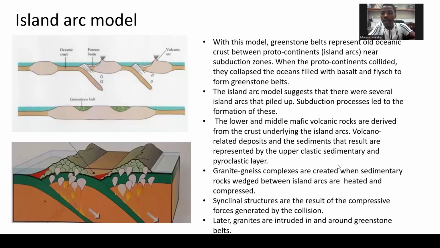Granite gneiss complexes are created when sedimentary rocks wedged or trapped between island arcs are heated and compressed, as I've explained. And synclinal structures are the result of compressive forces generated by the collision, right? And then at the later stage, these greenstone belts were intruded by the granites or TTGs. So this is the island arc model.